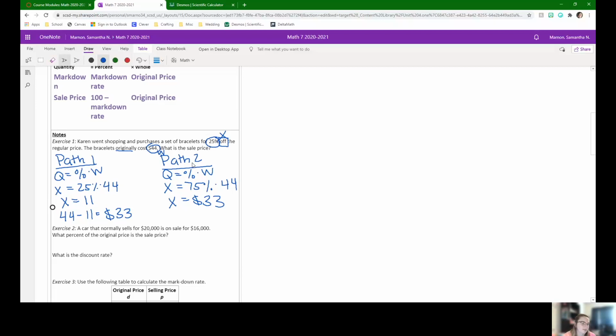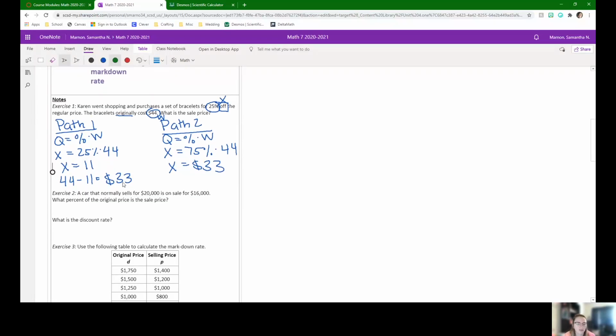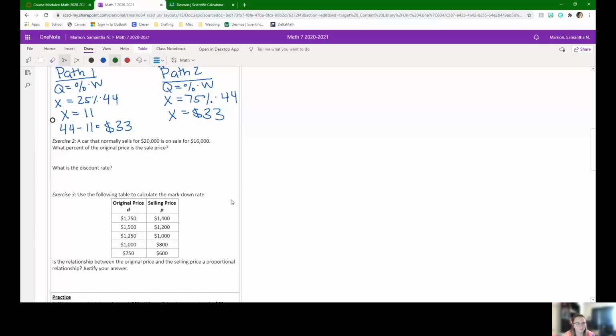But if the first way makes the most sense to you, do it the first way. It doesn't matter. It's just one step, it's subtracting. All you're doing is extra. But it's not really going to make a difference. No matter which way we do it, we get $33.